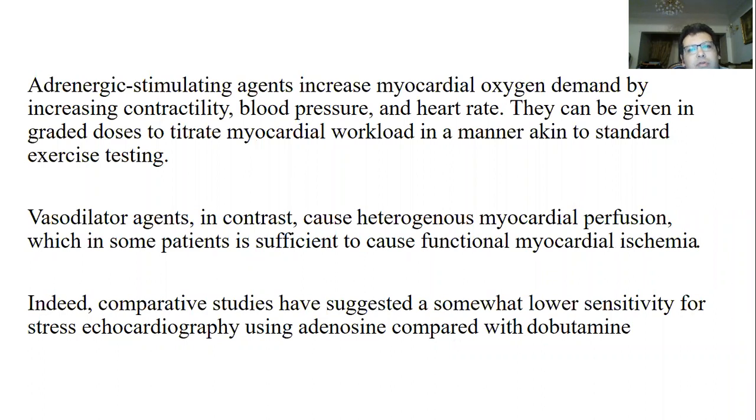Adrenergic stimulating agents increase myocardial oxygen demand by increasing contractility, blood pressure, and heart rate. They can be given in graded doses to titrate myocardial workload in a manner similar to standard exercise testing. Vasodilator agents, in contrast, cause heterogeneous myocardial perfusion, which in some patients is sufficient to cause functional myocardial ischemia. Indeed, comparative studies have suggested somewhat lower sensitivity for stress echo using adenosine compared with dobutamine.